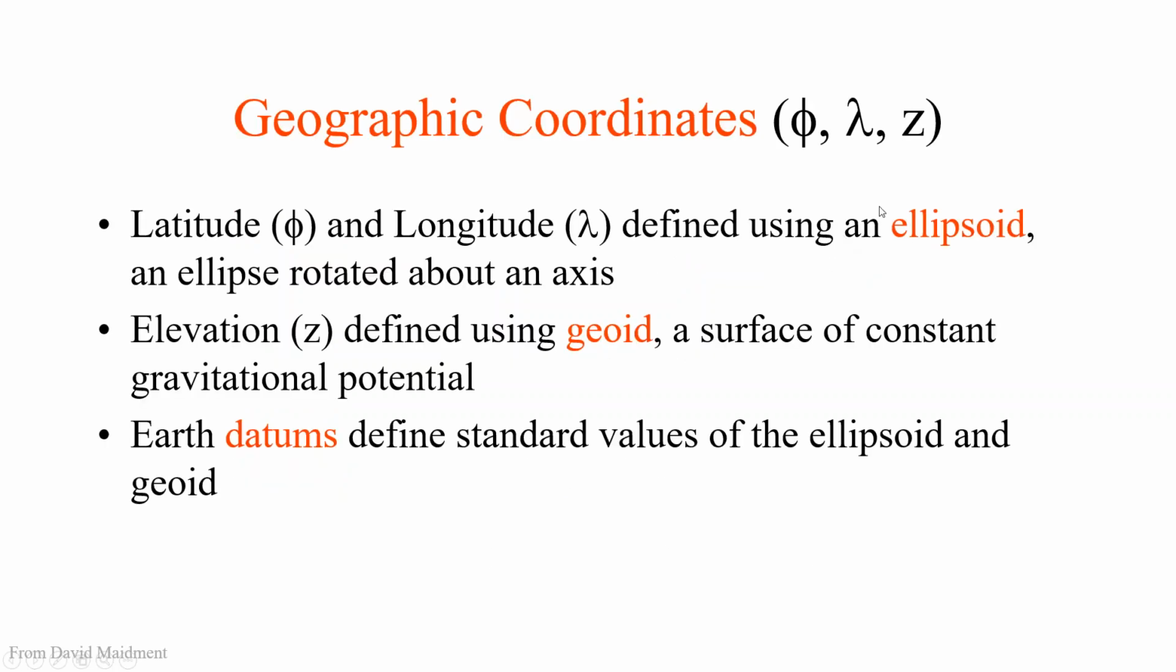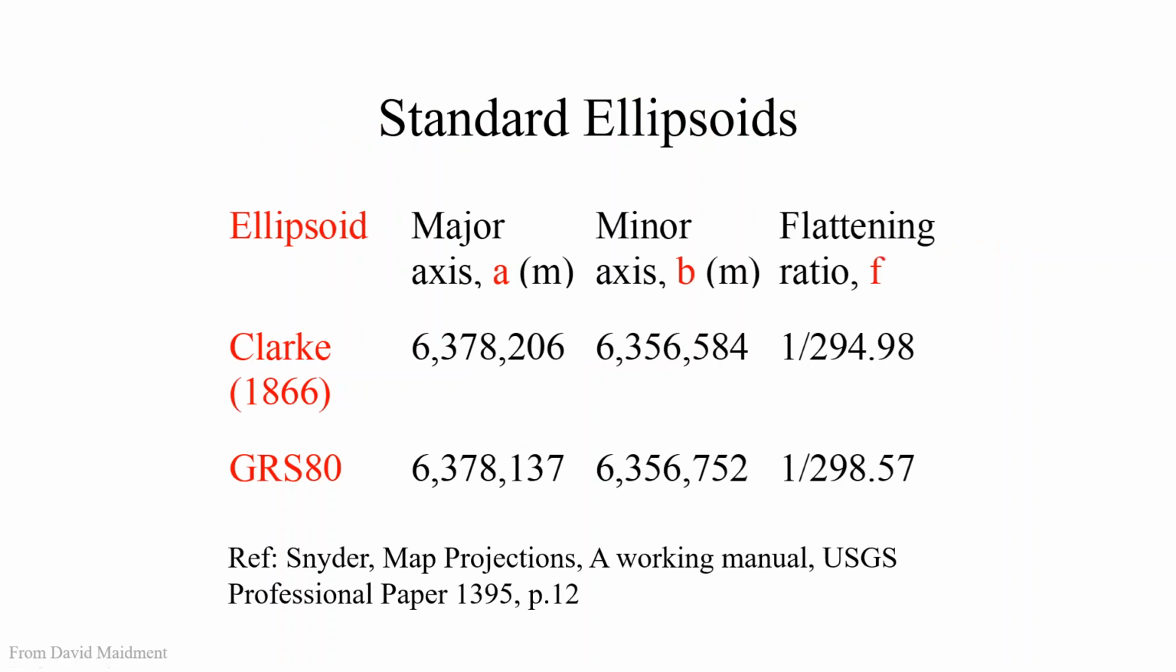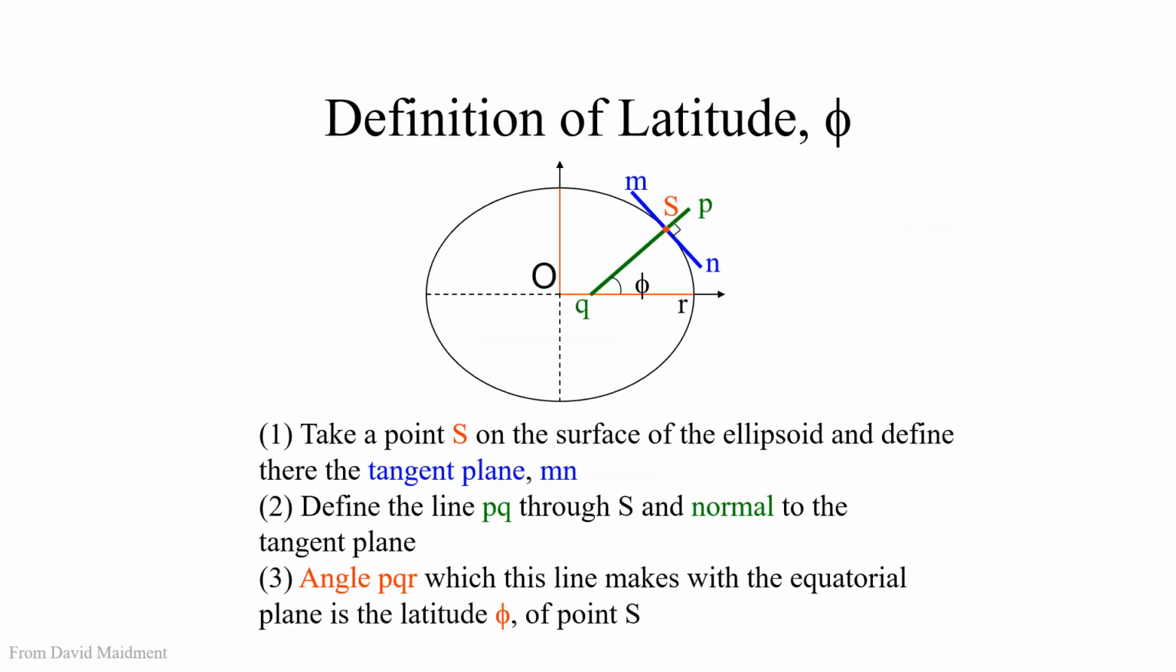So we talk about geographic coordinates as the latitude and longitude defined using an ellipsoid, which is an ellipse rotated about an axis, and then the elevation is defined relative to a surface of constant gravitational potential close to the surface of that ellipsoid. Then we refer to Earth datums that define standard values for that. So when we talk about the Clarke datum or the GRS 1980 datum, it's referring to those specific parameters.